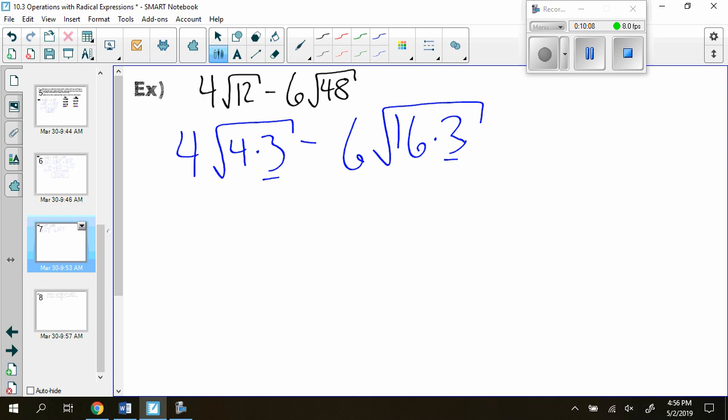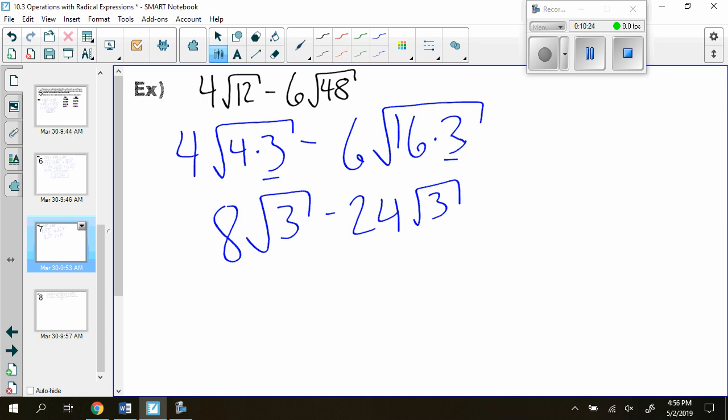If I square root 4, it comes outside as 2. 4 times 2 is 8 on the outside, square roots of 3 minus. If I square root 16, it becomes a 4 on the outside. 6 times 4 is 24. Square roots of 3 left over in the radical. A little bit of an integer problem. If I do, gosh, what is that? Negative 16 square roots of 3.